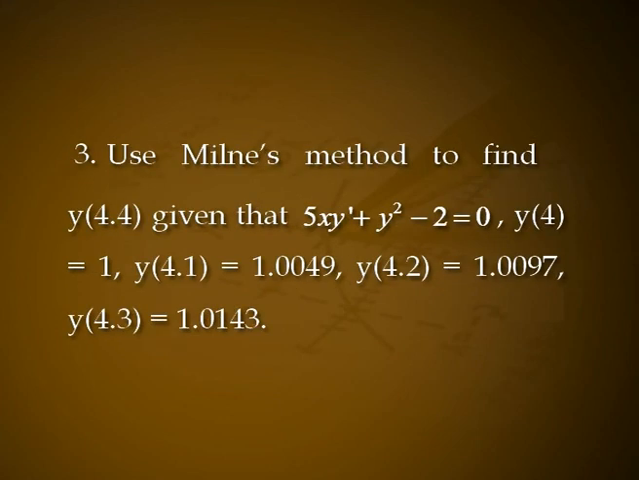Question number 3. Use Milne's method to find y at 4.4 given that 5x y dash plus y square minus 2 equal to 0, y at 4 equal to 1, y at 4.1 equal to 1.0049, y at 4.2 equal to 1.0097 and y at 4.3 equal to 1.0143.